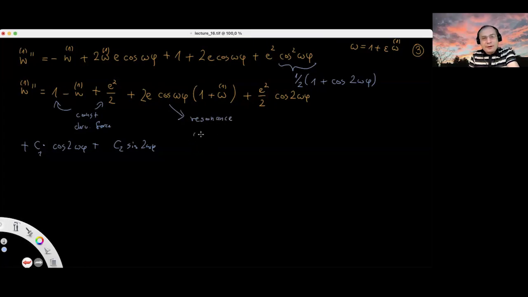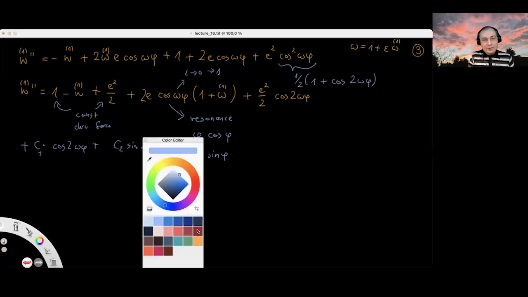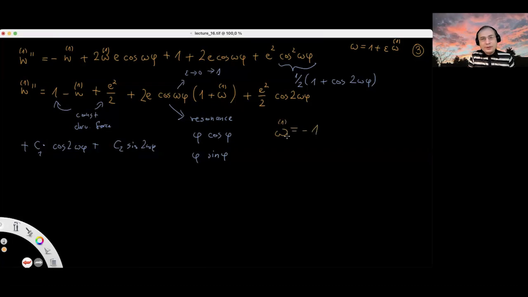And resonance produces terms like phi cosine phi, phi sine phi. So if you have an oscillator of frequency 1, or here we should go with epsilon to 0, by the way, so this goes to 1. If we apply this to this oscillator over here, we will get resonance, and the solution is not going to be periodic anymore. What we will see is just a secular growth of the amplitude of oscillations, because we've got an oscillator with frequency 1 and a driving term with frequency 1. So this causes the solution to be non-periodic, unless, and here's the whole point, unless we force omega 1 to be equal to minus 1. Because in that case, this whole term is absent. And if this whole term is absent, then this ODE has purely periodic solutions, just the way we wanted them to be. Let's go back to the previous slide.